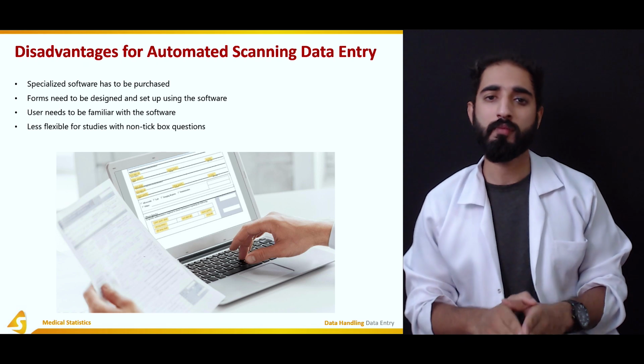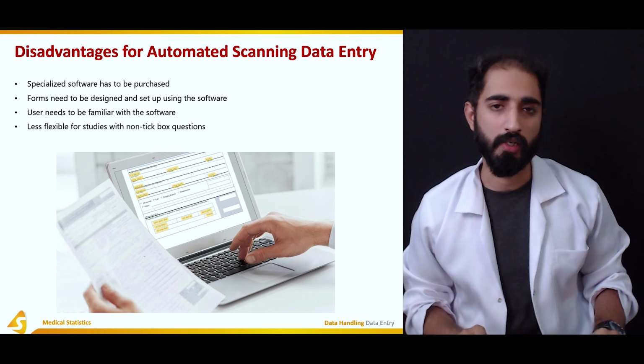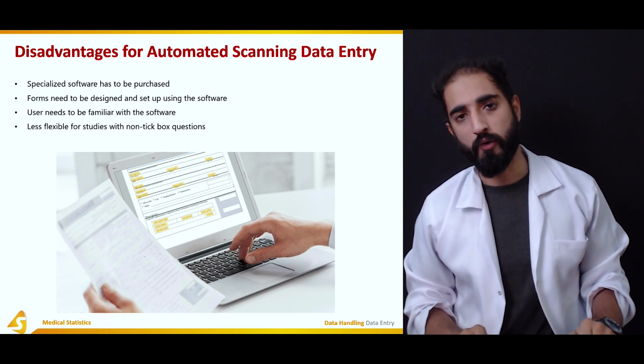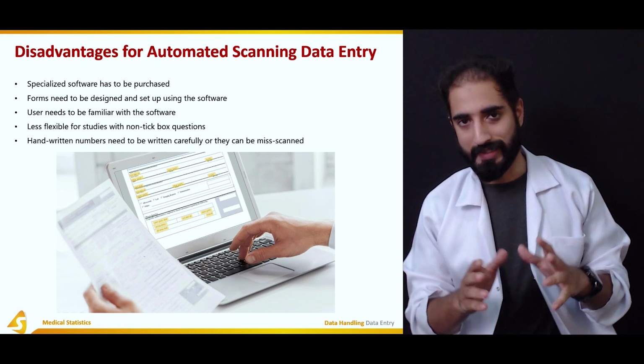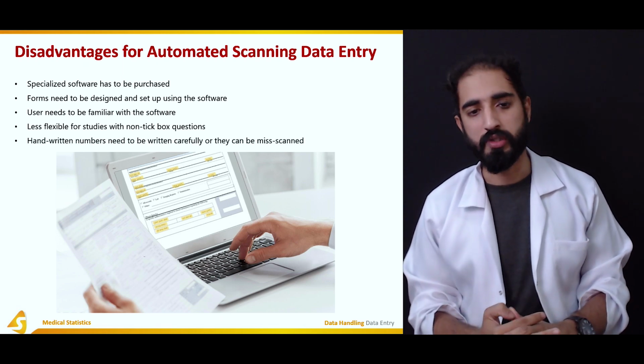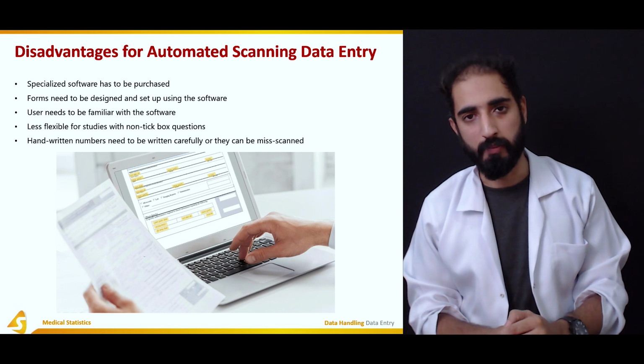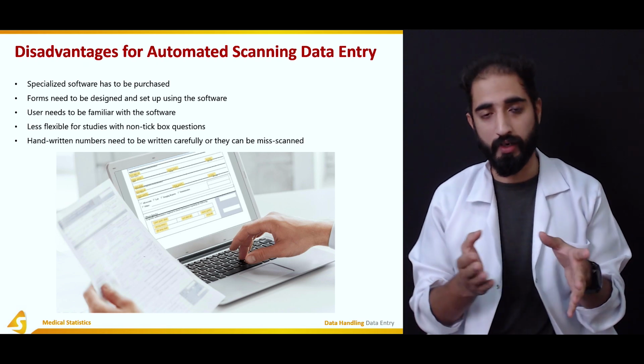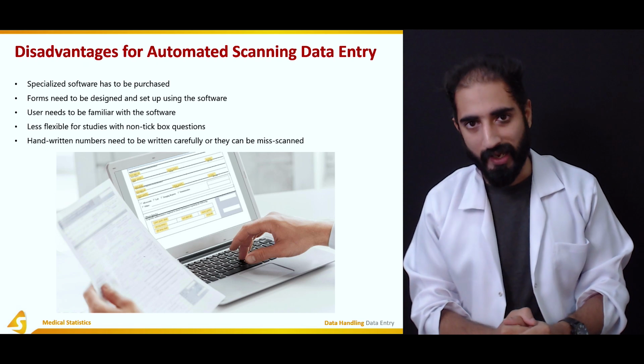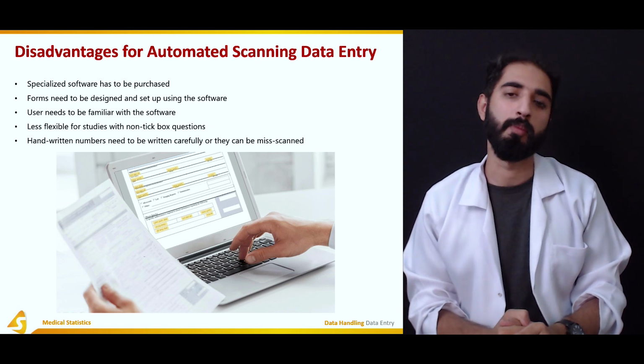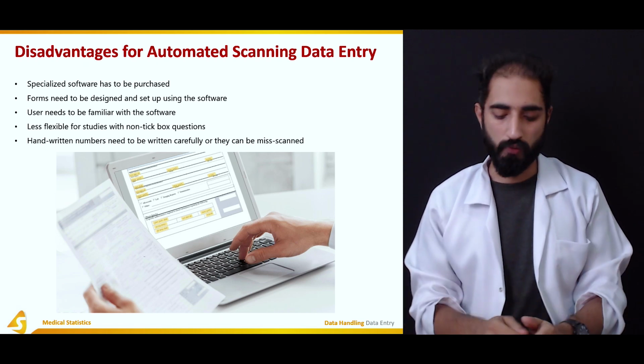Another problem is that it is less flexible for studies with non-tick box questions and open-ended responses. So that is actually a problem. Handwritten numbers need to be written carefully or they can be misscanned. As I already gave you an example, 1 and 7 pretty much look the same if they are not written properly, so that can be misinterpreted by the software.